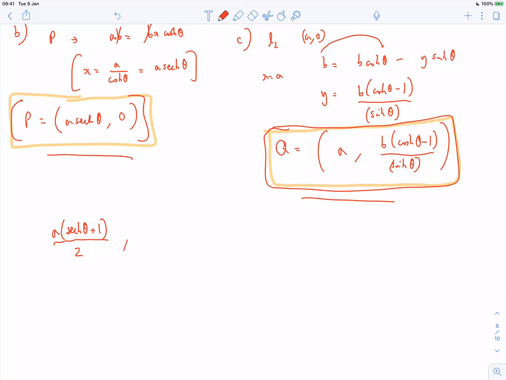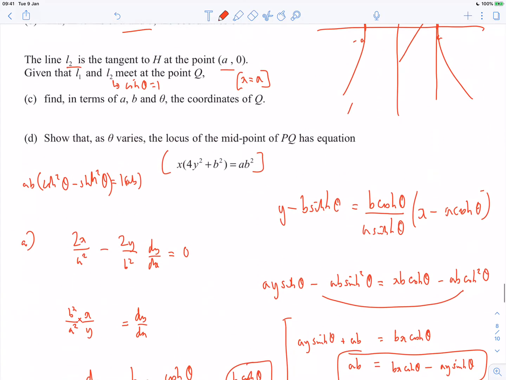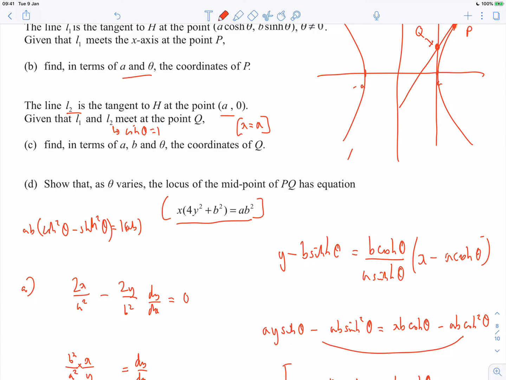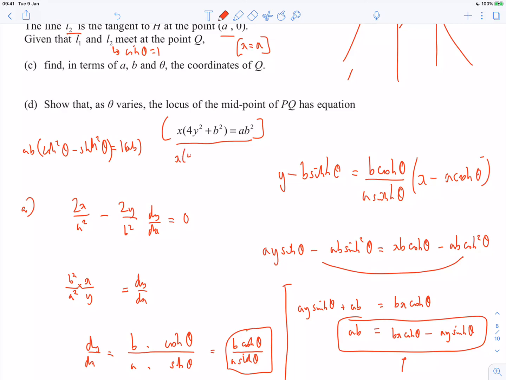Yeah. And then the coordinate is going to be b cos theta minus 1 over 2 sine theta. That's definitely going to be the... Yeah, that's fine. Wow, so now we're going to have to link the two together. If this is the new x coordinate and this is the new y coordinate, then how are x and y related, and show that it satisfies this? Wow, wow. So let's write this down. What is x? 4y squared plus b squared equals ab squared?